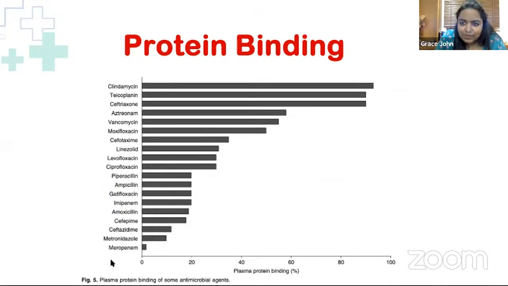And there is one other term called the sieving coefficient, which is the capacity of a drug to pass through the hemofilter. Okay. So for a drug with smaller molecular weight and low protein binding, because of the sieving coefficient, there is less chance of it getting filtered out.